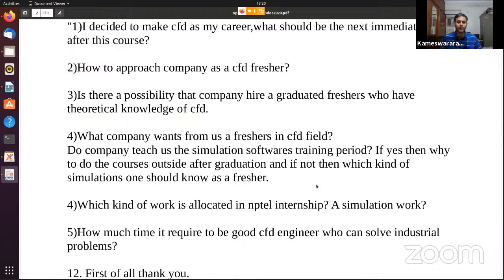Okay. Now, the next question is, what kind of work is allocated in NPTEL internship? A simulation work, I am not sure. You have to check with the NPTEL office, the contact person. Okay, the person concerned. I'm not sure what is an NPTEL internship.